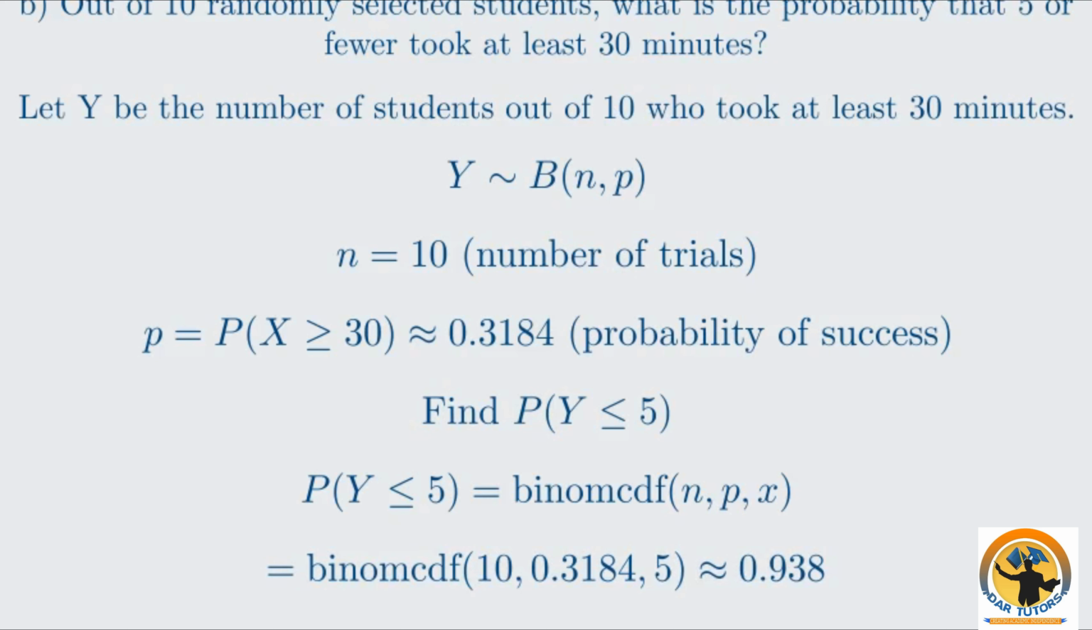We use our calculator's binomial cumulative distribution function, or binomCDF, with n equal to 10, p equal to 0.3184, and x equal to 5. The result is approximately 0.938. So it's highly likely that 5 or fewer students out of 10 will take at least 30 minutes for the puzzle.